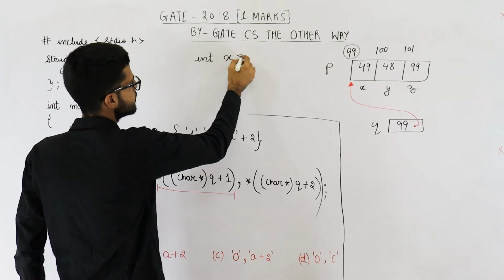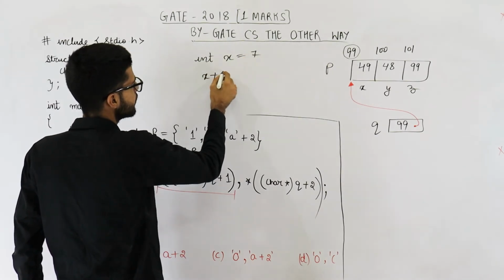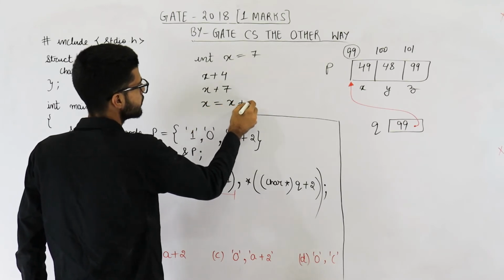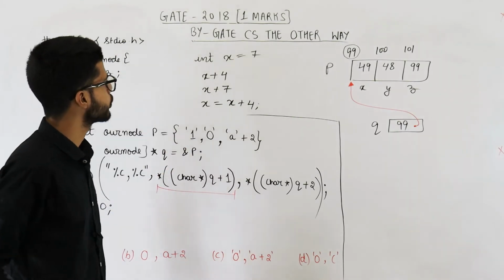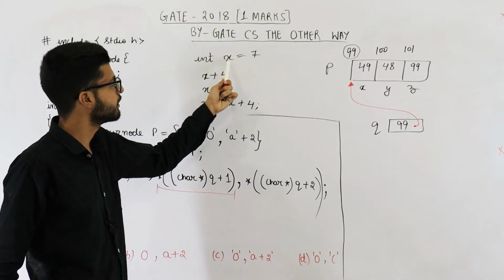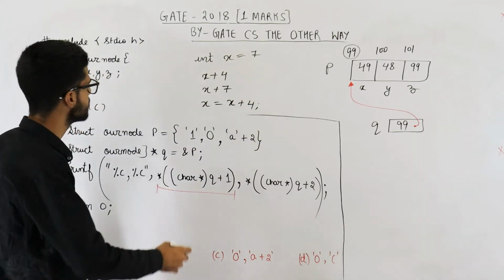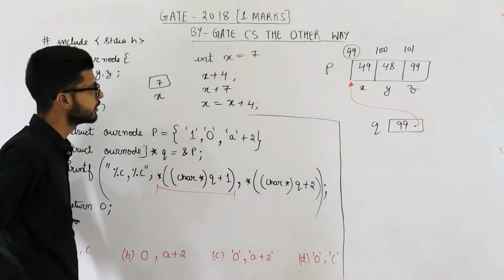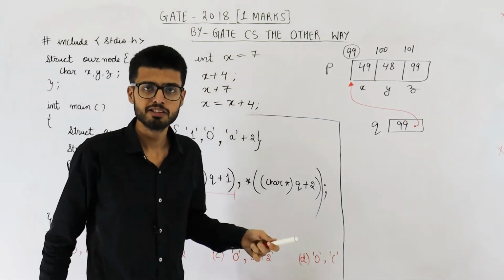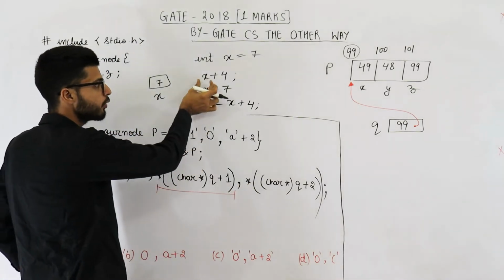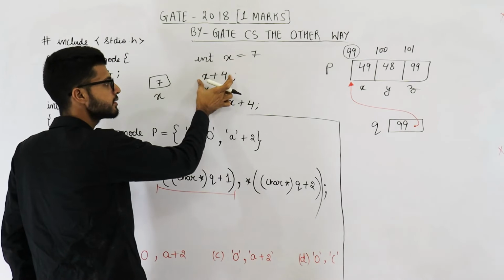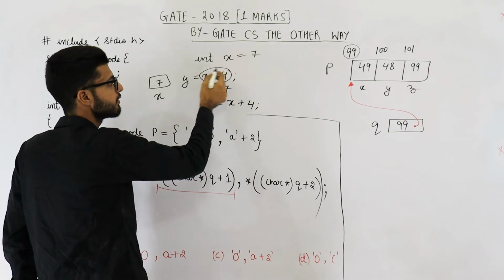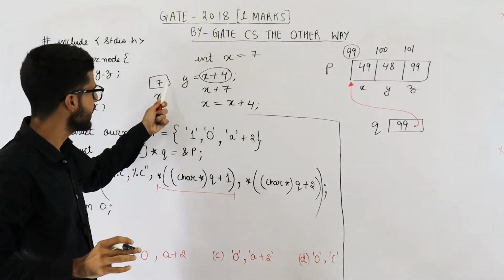int x = 7; x + 4; x + 7; x = x + 4. Just analyze this program. Here you are declaring a variable named x whose initial value is 7. So this is x, its initial value is 7. In the next line, 7 plus 4 is done. What is 7 plus 4? It will be 11. But the value of x is not updated. This thing is 11, but x remains 7 only. You can use it like this, that means y will get this value 11, but x will remain as it is. So x is still 7 only.